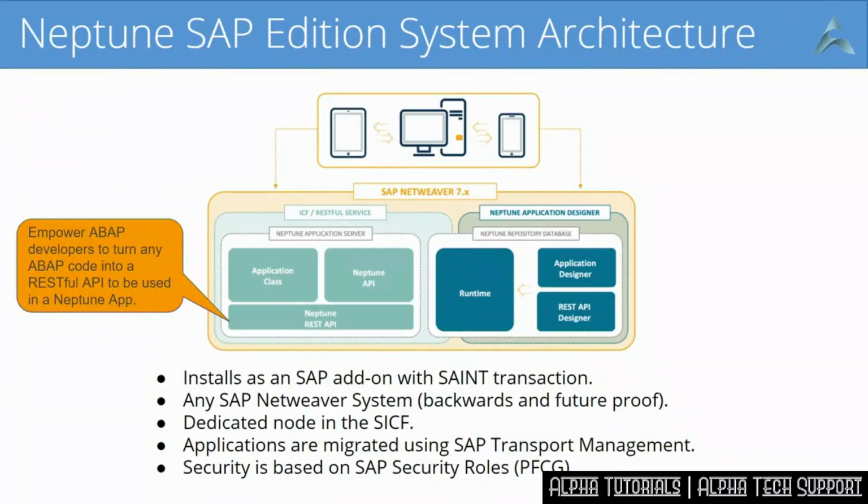And first of all, we were empowering our ABAP developers to turn really any ABAP code into a RESTful API that could be used in a Neptune app or a Fiori app or any application software that needed access. We could go in and we could take existing ABAP code. So if you think about that, if you're an ABAP developer, any of the existing BAPIs that you have, so BAPI material get list is a big one.